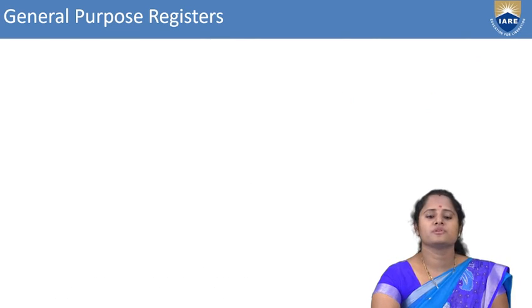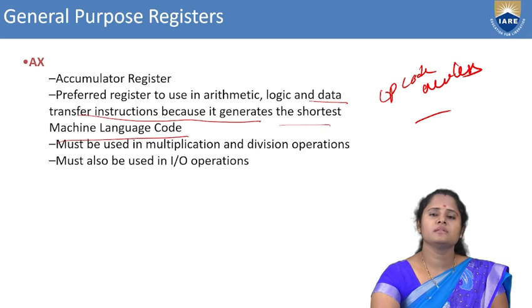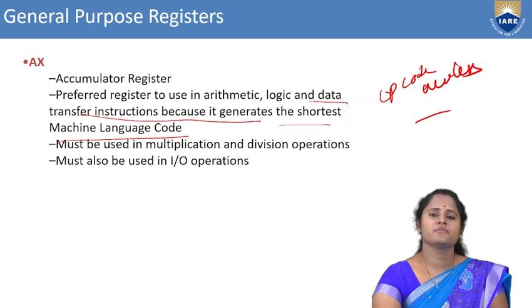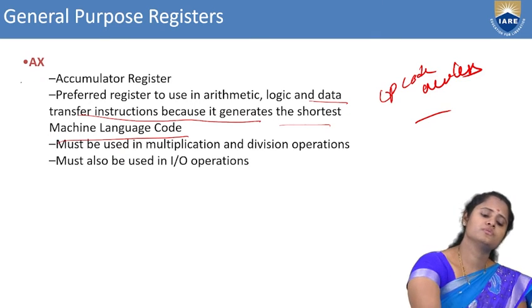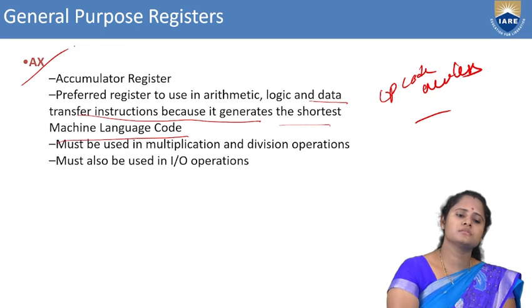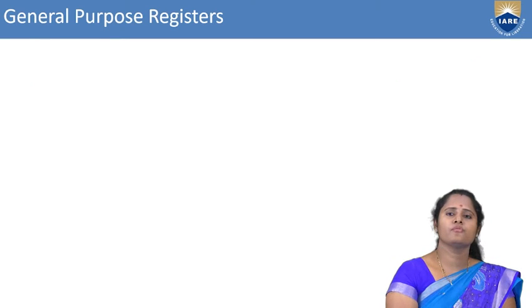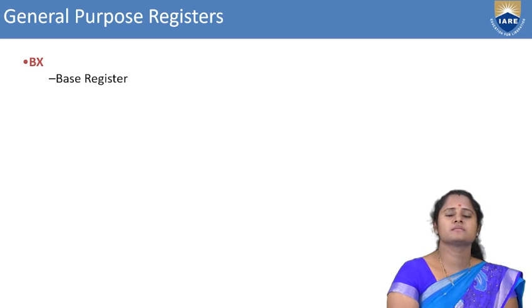It can be used in multiplication and division operations, and it is also used in IO operations. IO operations are whenever you are going for external devices which you connect, and you need to give the port address for those external devices. So for all these kinds of applications, you can use the AX register. AX can be used for arithmetic, logical, and IO operations because it gives a very small number of opcodes.